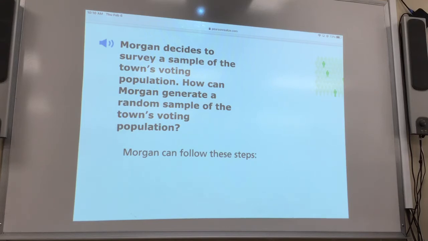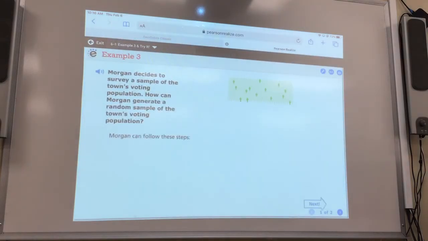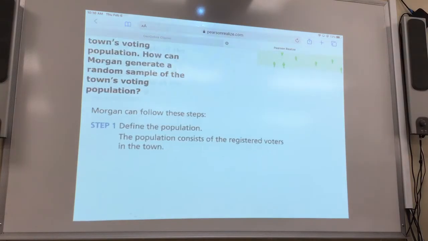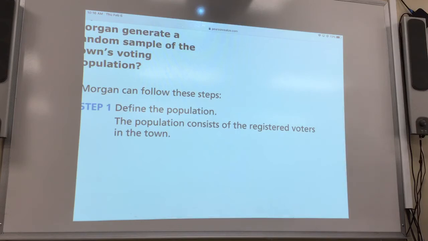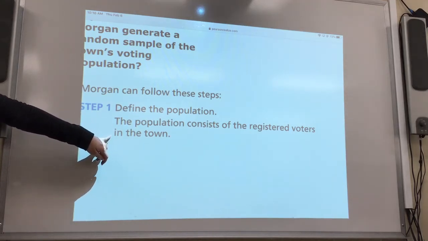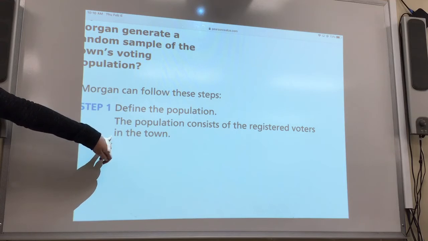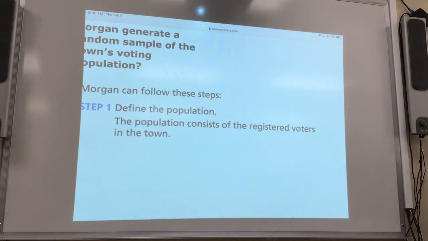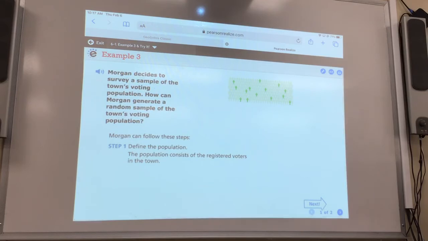So instead of ideas, I'm actually going to go through what their suggestion was here. So first, you have to define the population. And in this case, the population consists of all the registered voters in the town. So everybody that gets to vote, that's what the population is. So that would include everyone 18 and older. This would not apply to 17 and younger because they don't get to vote anyway, right? So it's not actually the entire population, it's just the registered voters. So we know who we're looking at.